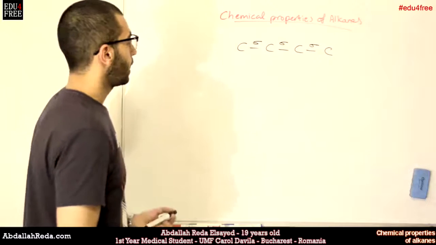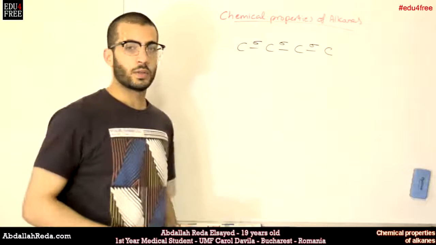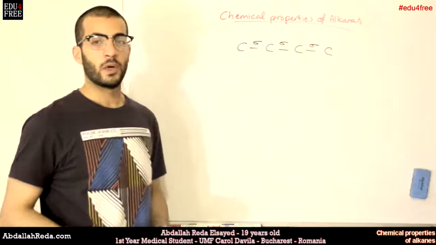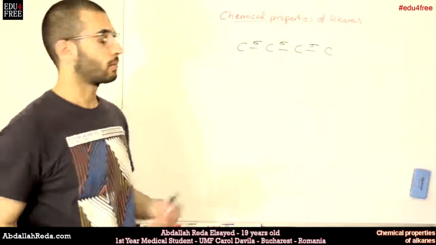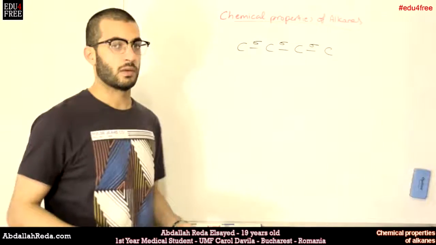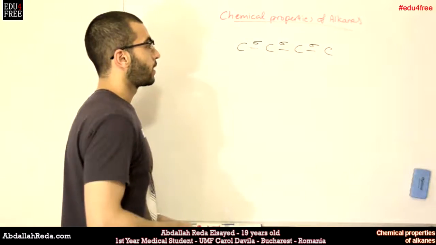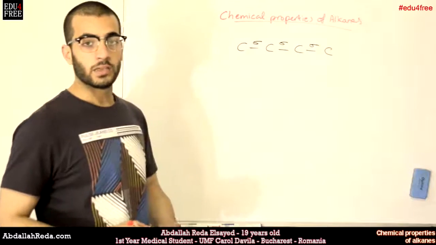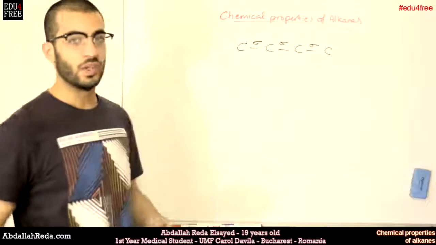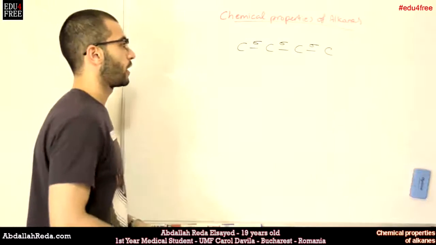So accordingly, the alkanes are considered relatively inert compared to alkenes or alkynes, considering their ability to react chemically. In other words, the reactions that the alkanes are able to carry out are very few compared to the other types of hydrocarbons.